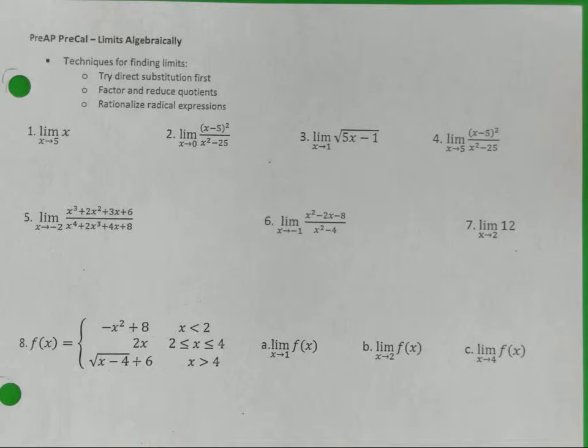But like on number 1 here, I've got the limit as x approaches 5. If I take 5 and plug it in for x, did I get a 0 in the denominator? So what's your answer? 5.